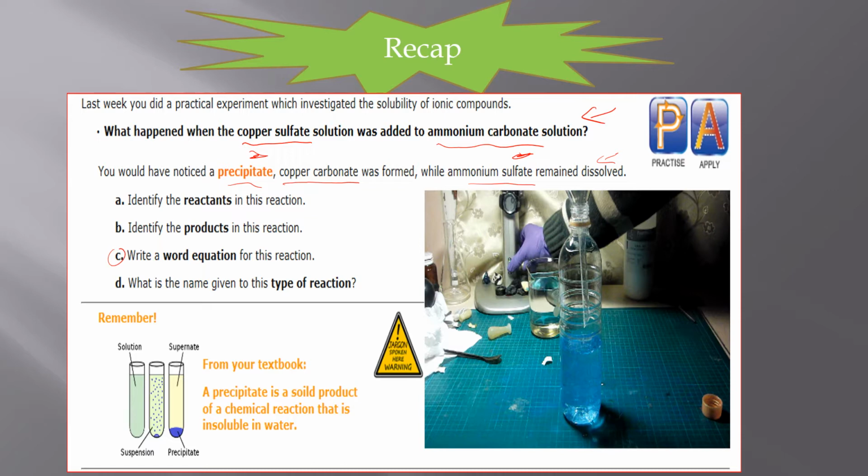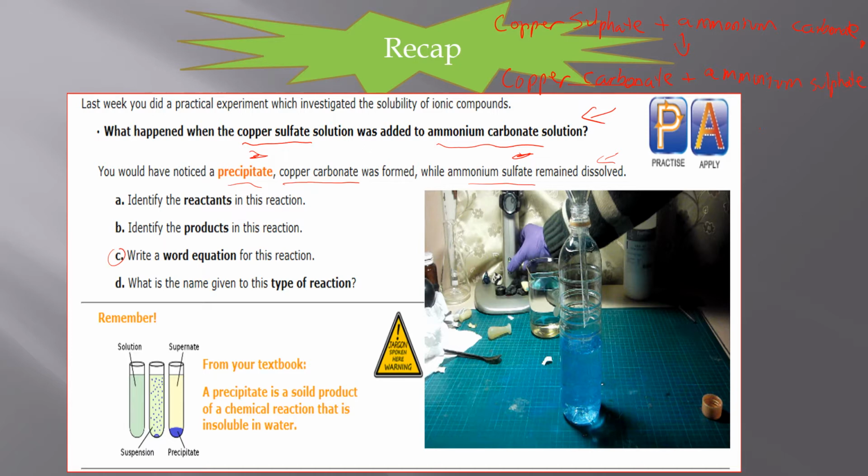What we have is, I haven't got a lot of space here on my screen, copper sulfate plus ammonium carbonate reacts to give, normally I'd write this on one line and that arrow would be over on the end there, but I've run out of space, copper carbonate plus ammonium sulfate.